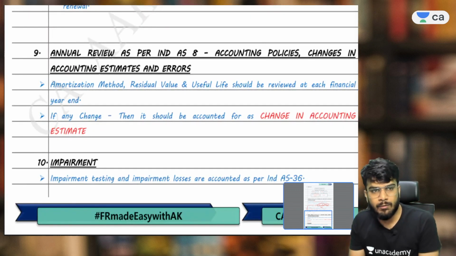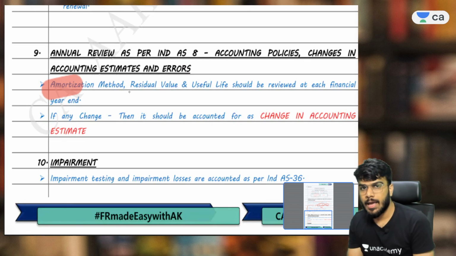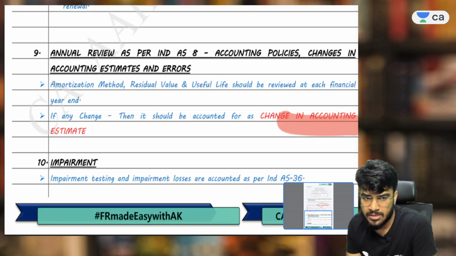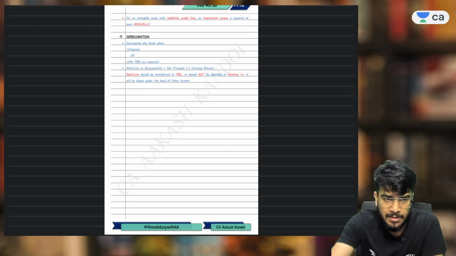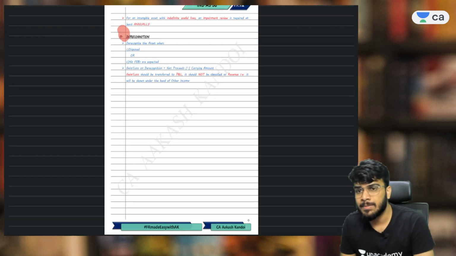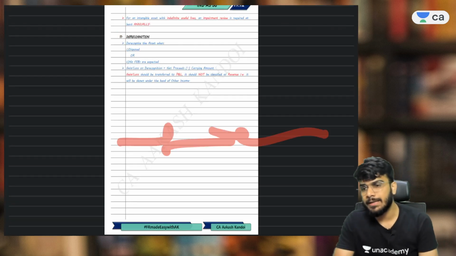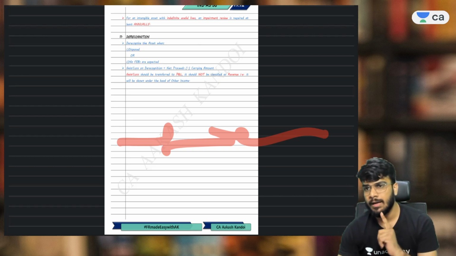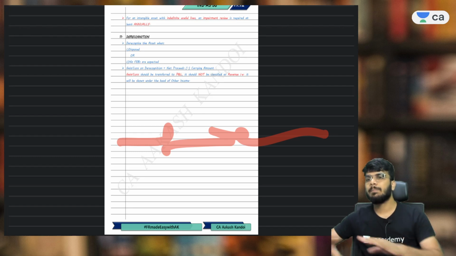The next point is annual review as per IND AS 8. Again, amortization method, residual value, and useful life should be reviewed as per IND AS 8, change in accounting estimate. Impairment will be done as per IND AS 36, and derecognition is the same as PPE. So this completes our revision of 3 important IND AS, that is IND AS 1, IND AS 16 and IND AS 38 in complete English.